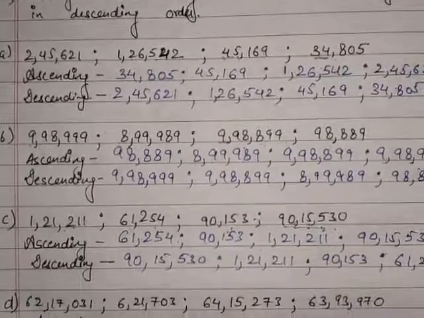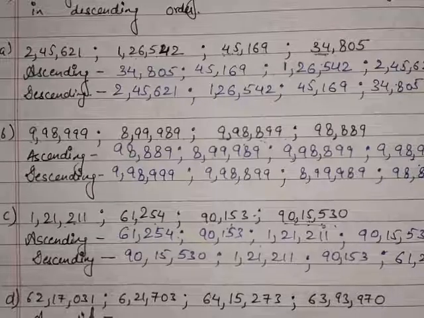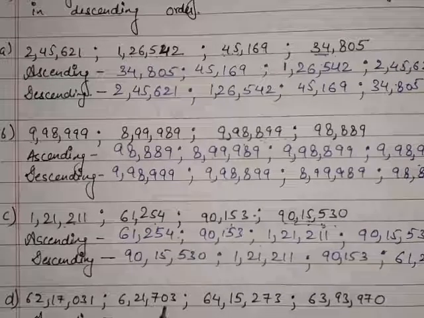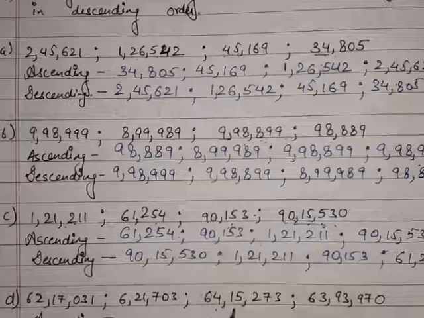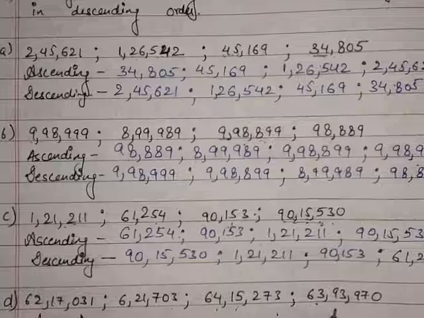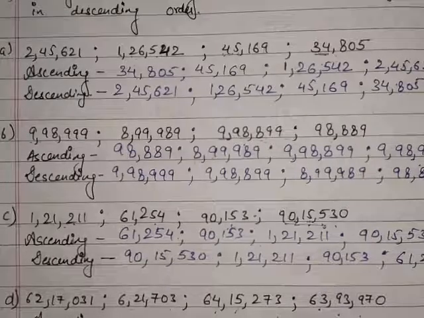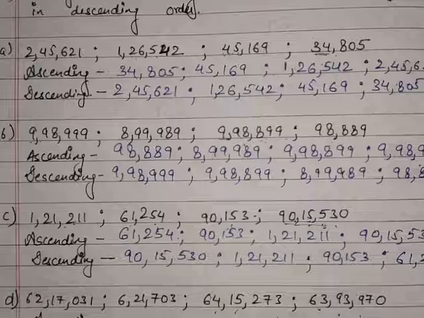See, what is the D question given? D question is given 62,17,031, 6,21,703, 64,15,273, 63,93,970. This one is your homework. You will arrange in ascending and descending order on your own.